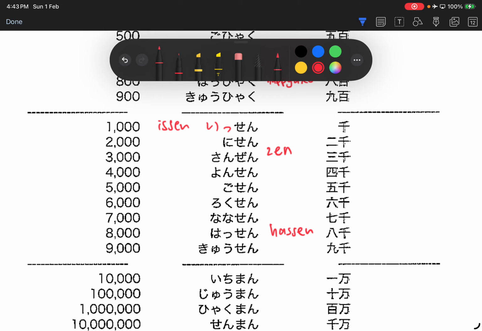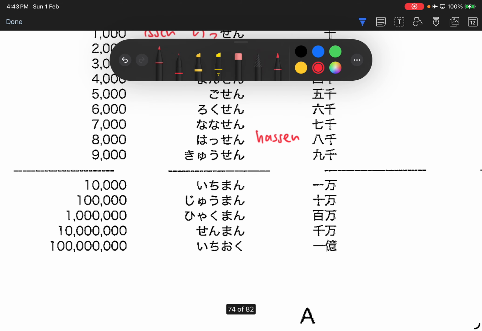Okay, great. Let's move on to the big numbers. Of course, we have our ichiman, which means 1 man. In English we say 10,000. Then we have juman. So juman is 100,000. In English it's 100,000, so there's 5 zeros. 10 man means 100,000.